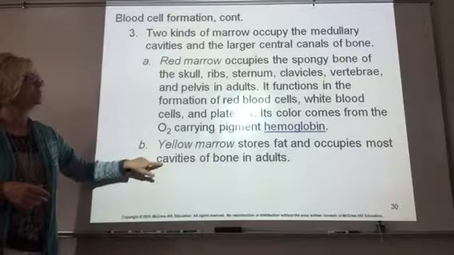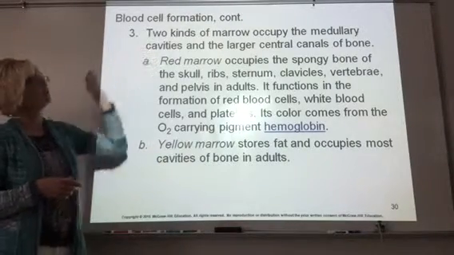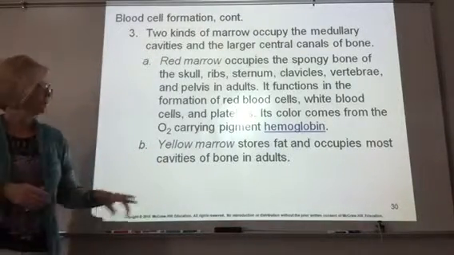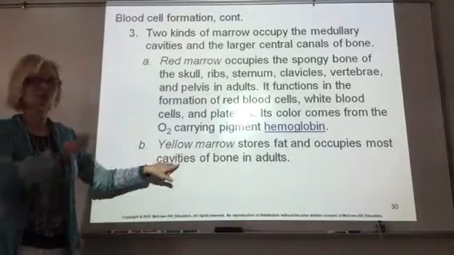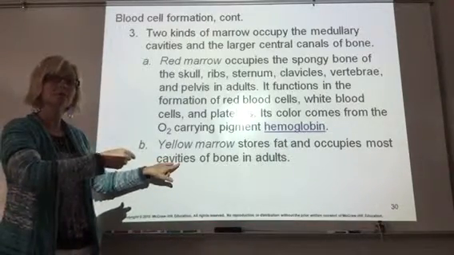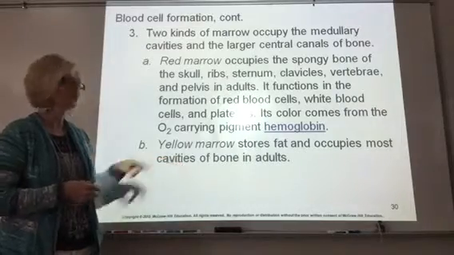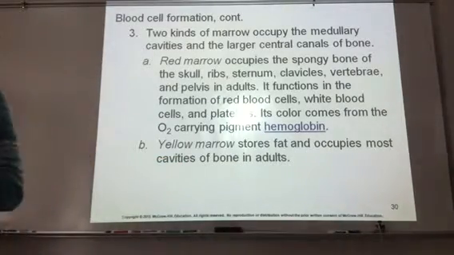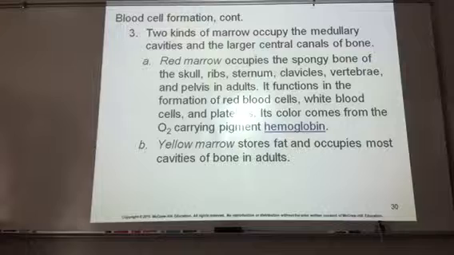Yellow marrow stores fat, and it has a yellow to whitish color, and it is going to occupy cavities, including your medullary cavity. So inside the center of your long bones is where most of your yellow marrow is going to be found. And its job is to store fat.